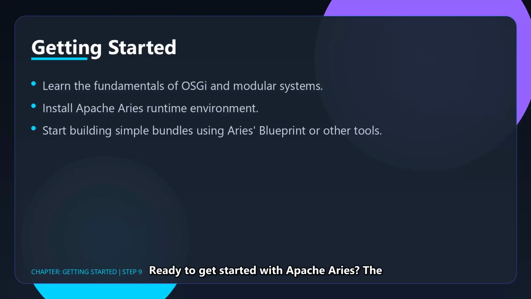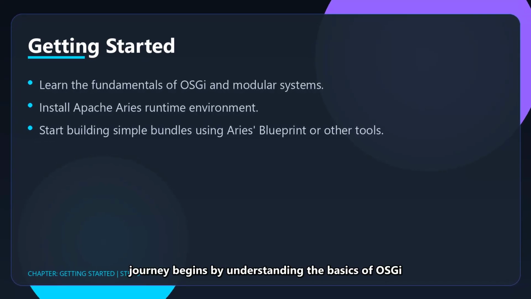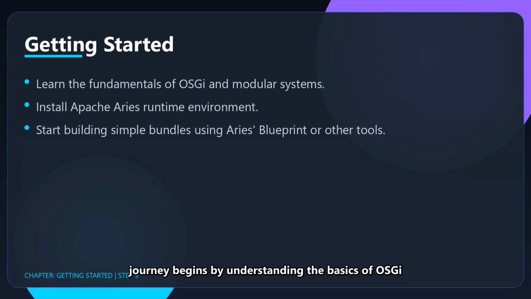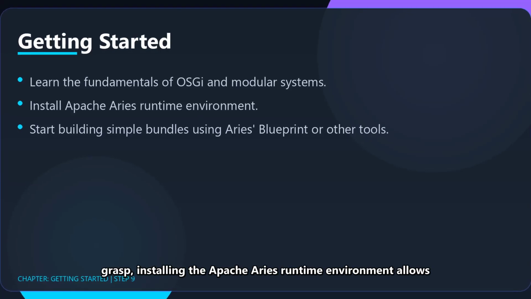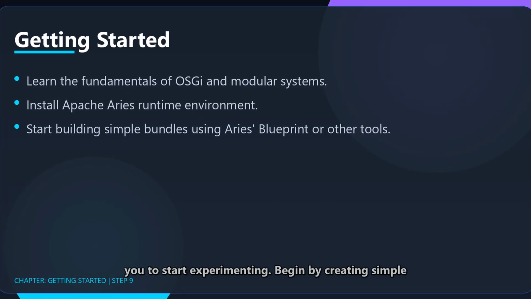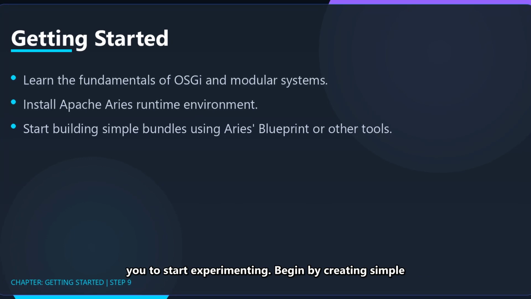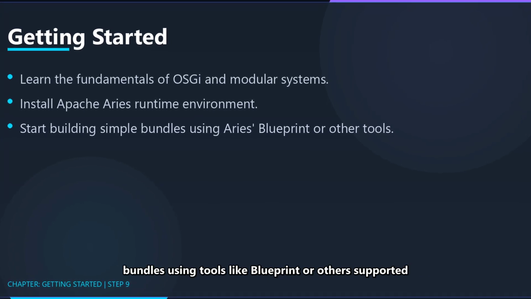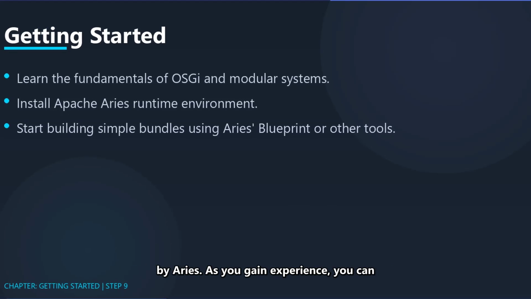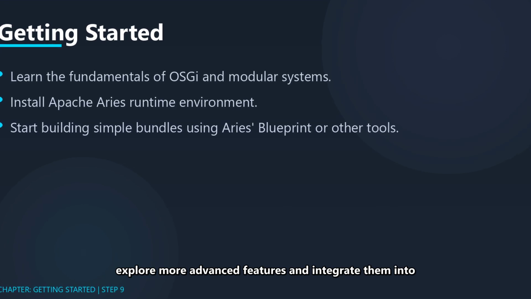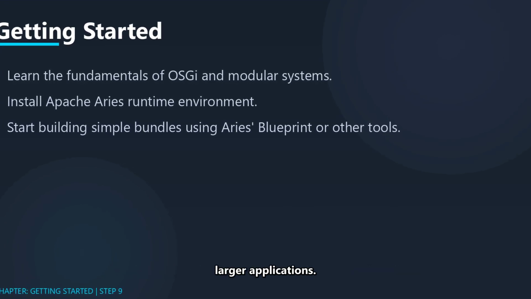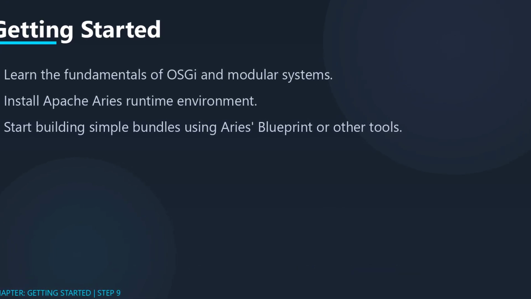Ready to get started with Apache Aries? The journey begins by understanding the basics of OSGi and modular systems. Once you have a solid grasp, installing the Apache Aries runtime environment allows you to start experimenting. Begin by creating simple bundles using tools like Blueprint or others supported by Aries. As you gain experience, you can explore more advanced features and integrate them into larger applications.